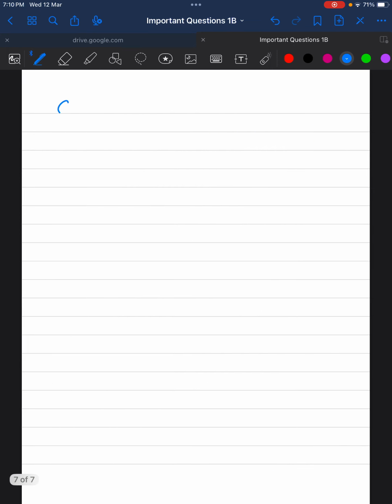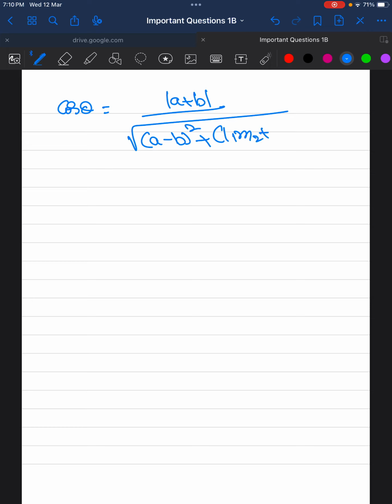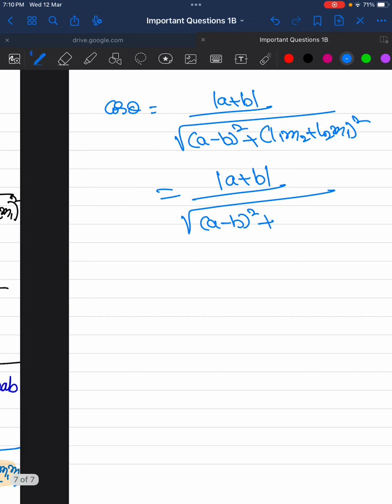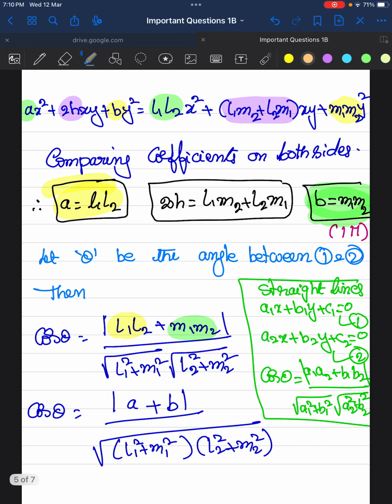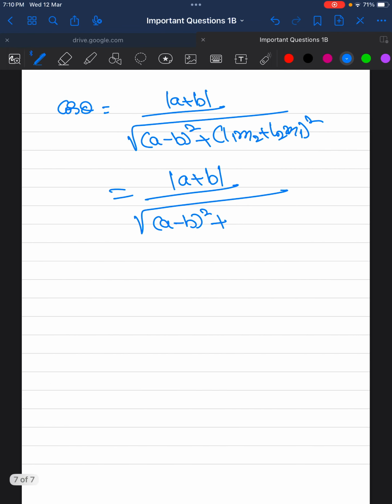So what we got? Cos theta is equal to mod A plus B by under root of A minus B whole square plus L1 M2 plus L2 M1 whole square. That is mod A plus B by under root of A minus B whole square plus L1 M2 plus L2 M1 value. All of you check it. Where we got L1 M2 plus L2 M1 value? Here this is 2H. L1 M2 plus L2 M1 is 2H. So clearly I need to write this value.